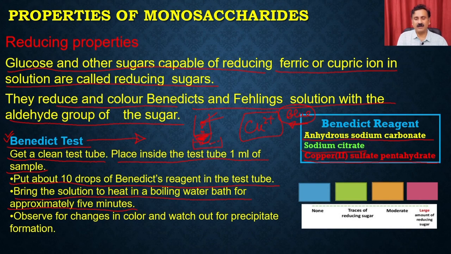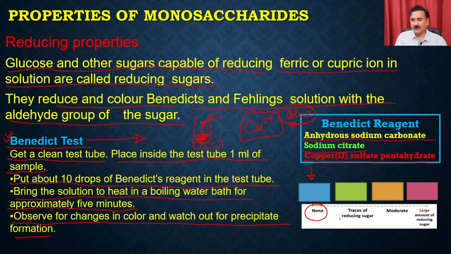When you boil this in a water bath, there will be a reaction between the sugar and the copper present in the Benedict reagent, and as a result you are going to see a change in the color of the Benedict reagent solution. If there is no sugar present, or if the sugar is non-reducing, then it is going to give you no change in the color.